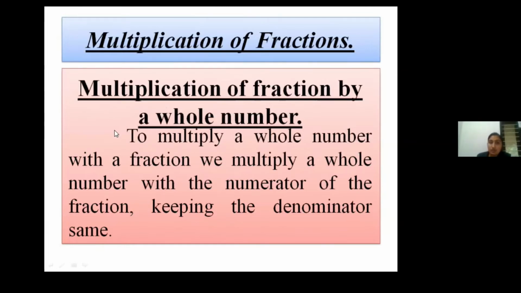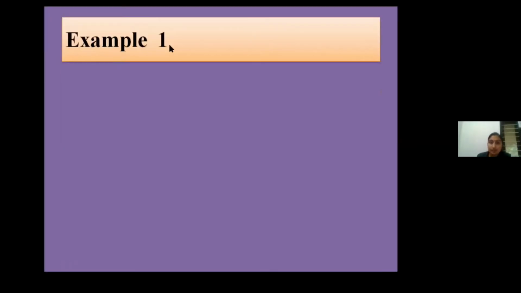Okay, so let me see one example. Example 1: 3 into 8 by 7. This is a multiplication of a whole number with a fraction. Here the whole number is 3 and the fraction is 8 by 7. In the fraction 8 by 7, 8 is the numerator and 7 is the denominator.